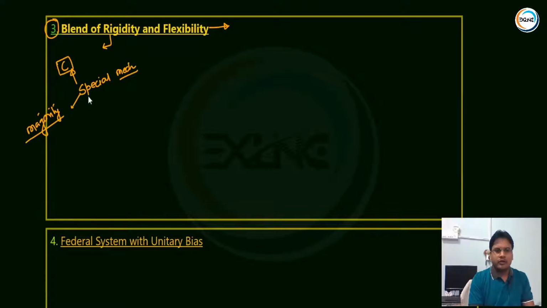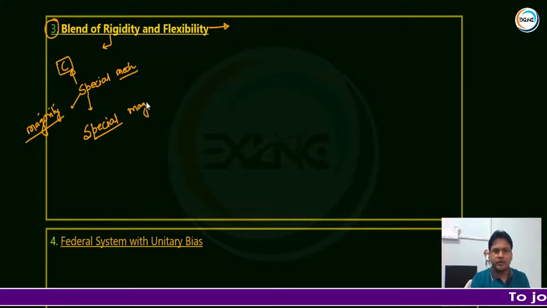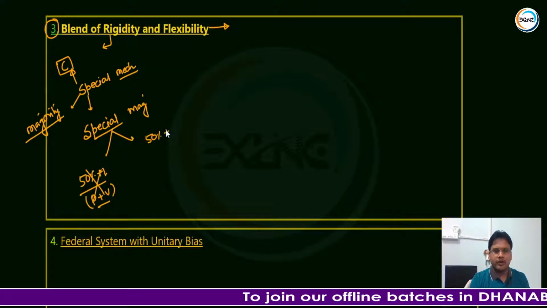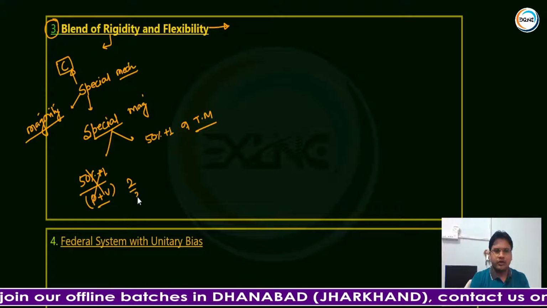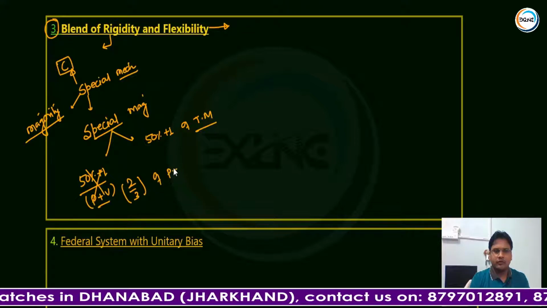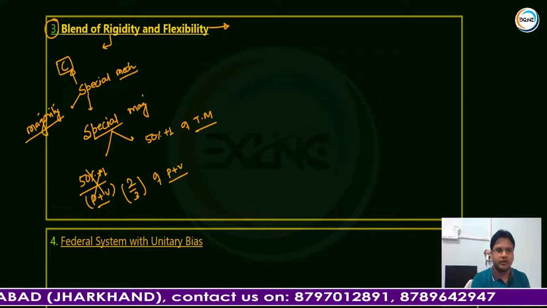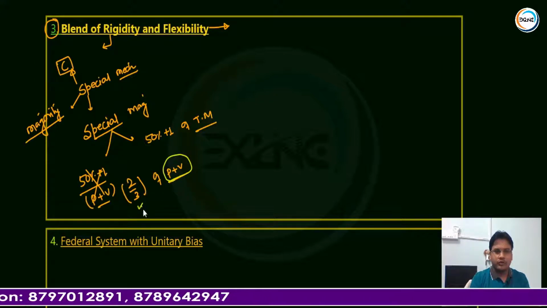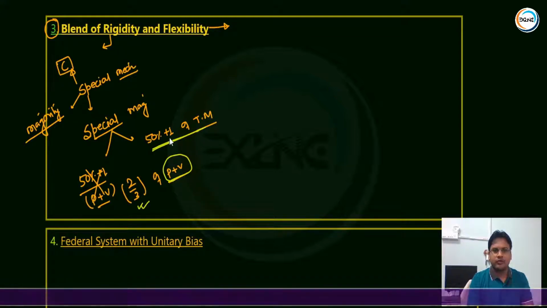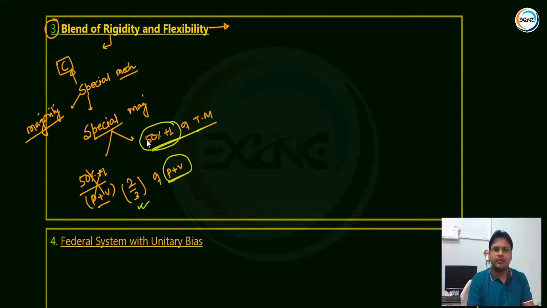So rigid constitutions are those where a special majority is needed to amend the constitution. What is special majority? Remember two concepts. That is the 50% plus 1 of total membership. Second, the 2/3 of present and voting. Remember these two criteria. Special majority means 2/3 of the total members present and voting, and 50% plus 1 of the total members of the House should vote in its favour.